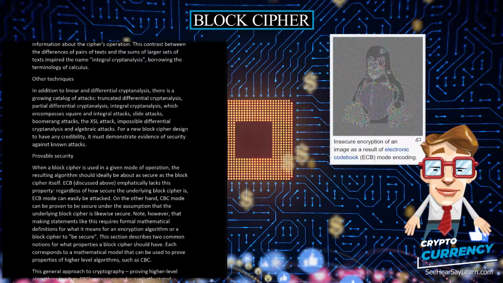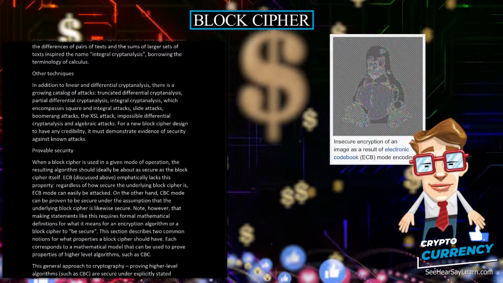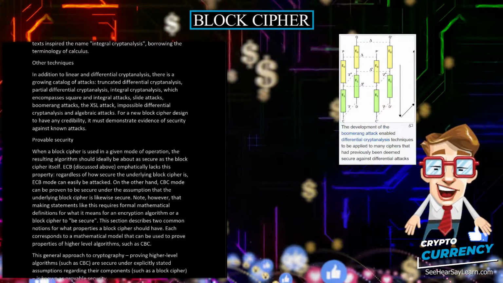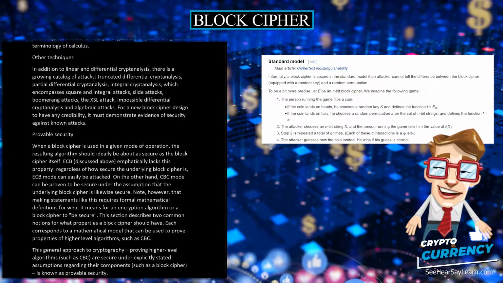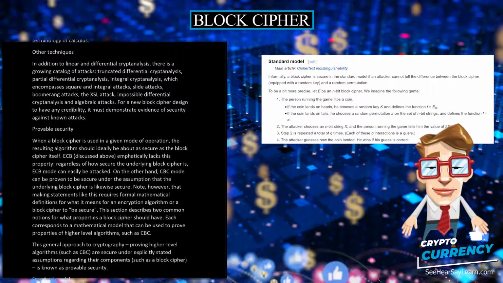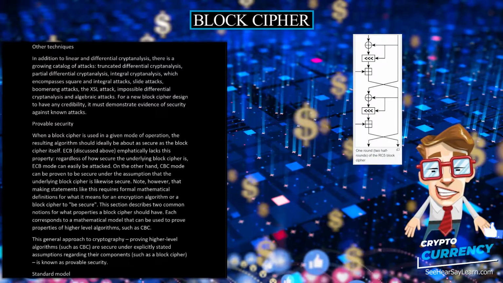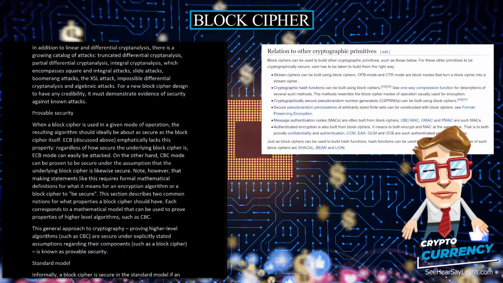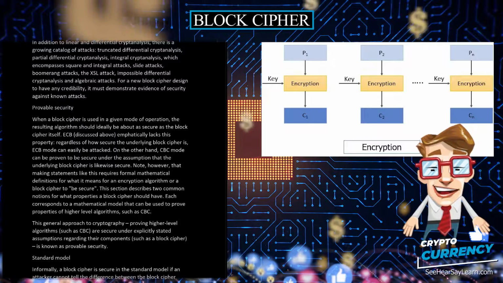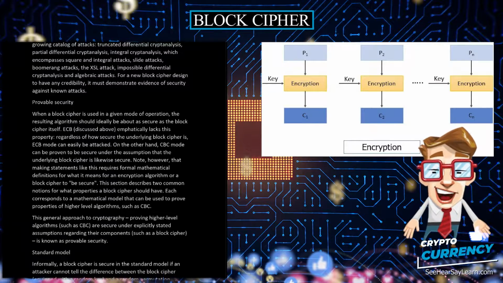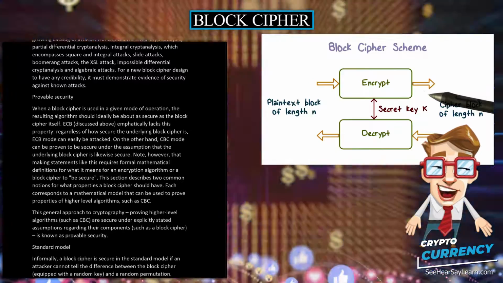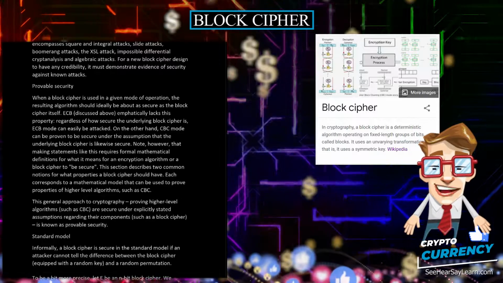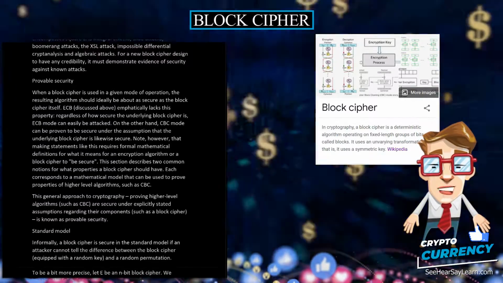Provable security. When a block cipher is used in a given mode of operation, the resulting algorithm should ideally be about as secure as the block cipher itself. ECB, discussed above, emphatically lacks this property. Regardless of how secure the underlying block cipher is, ECB mode can easily be attacked. On the other hand, CBC mode can be proven to be secure under the assumption that the underlying block cipher is likewise secure. Note, however, that making statements like this requires formal mathematical definitions for what it means for an encryption algorithm or a block cipher to be secure.